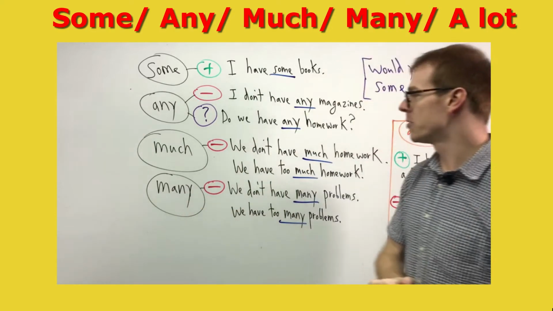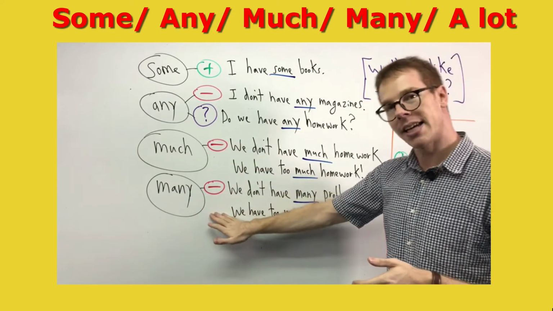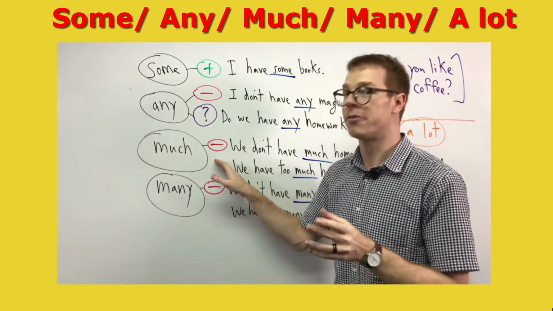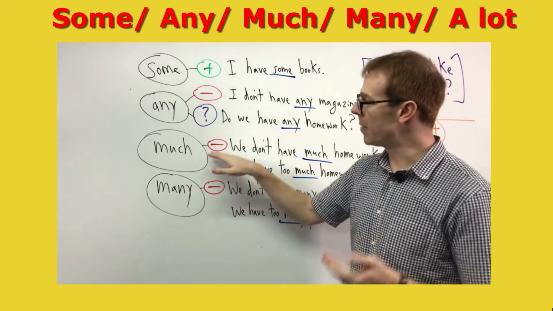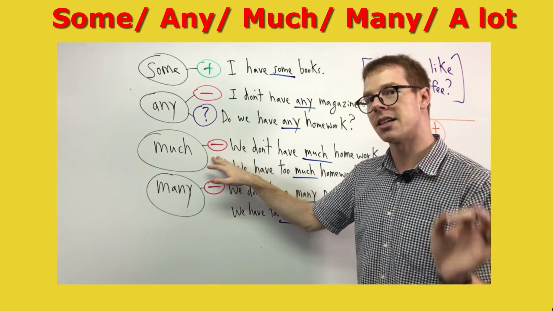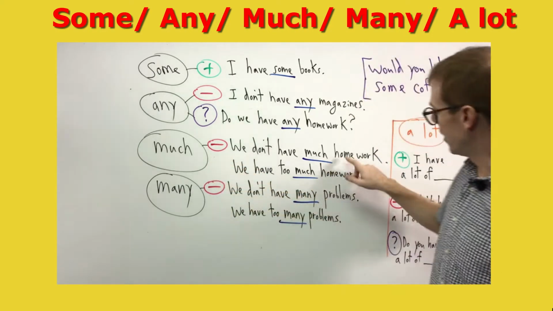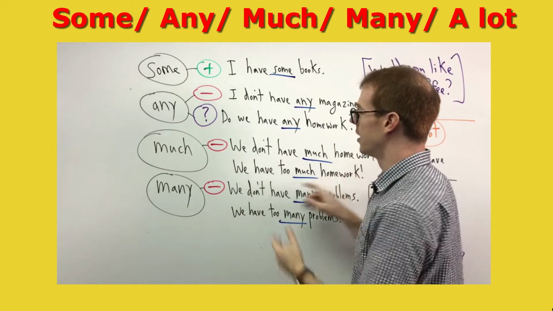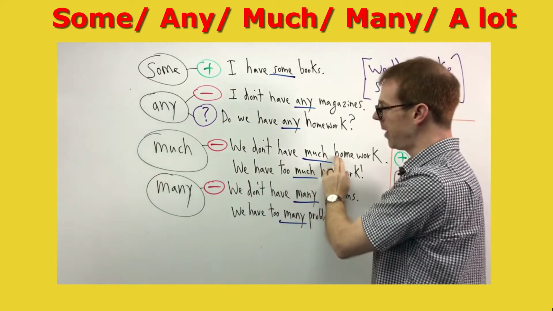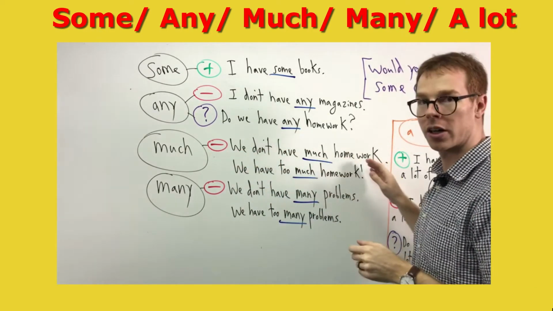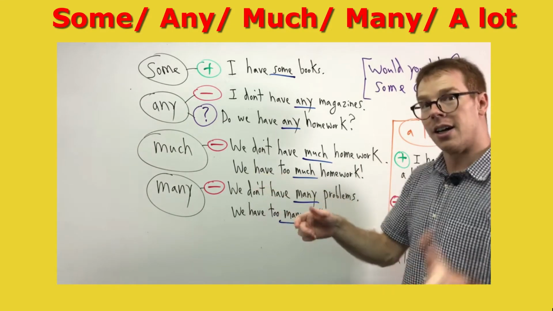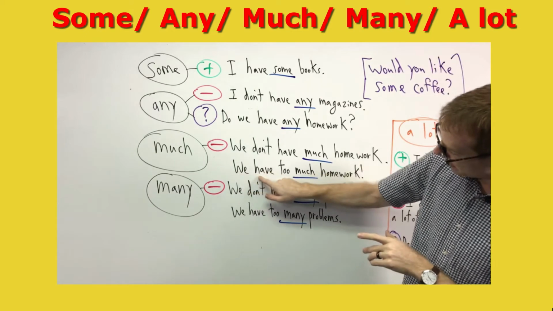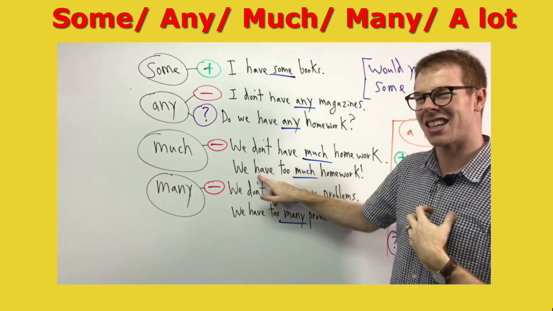If we move on, here's our much and many. If you watched our last video, you know the reason why we use much versus many. Remember that much is for if something is uncountable, like homework. 3 homework, 4 homework, 5 homework, we don't say. So with homework, we would use much. We don't have much homework. Or for if it's not negative, we still use the positive, but it has a negative feeling, negative meaning.